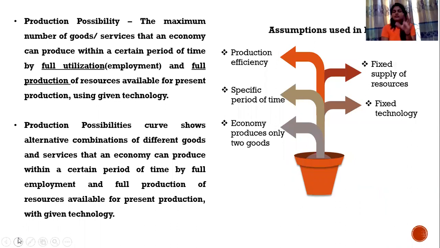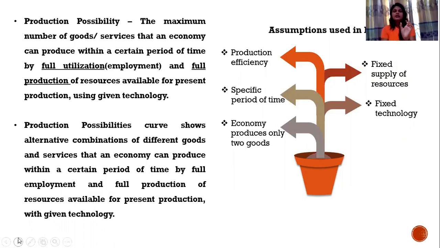So to start the lesson, there are two main concepts that you need to understand. First thing is what production possibility is and what this production possibility curve shows. Production possibility is the maximum number of goods and services that an economy can produce within a certain period of time by full employment and full production of resources available for present production using given technology. This is the definition for production possibility.